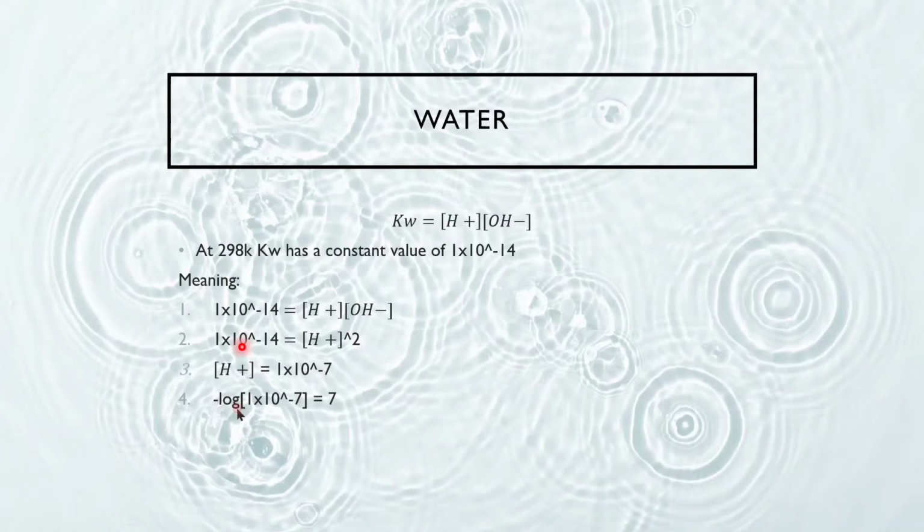Then putting this into our equation, minus log of the H plus concentration, which we found to be 1 times 10 to the minus 7, gives us a pH of 7. And so water is neutral at 298 Kelvin. As we said before, because Kw changes with temperature, this is the reason why water is not always of pH 7, why water is not always neutral. Because as temperature changes, Kw changes, meaning our H plus concentration will change, changing our pH.